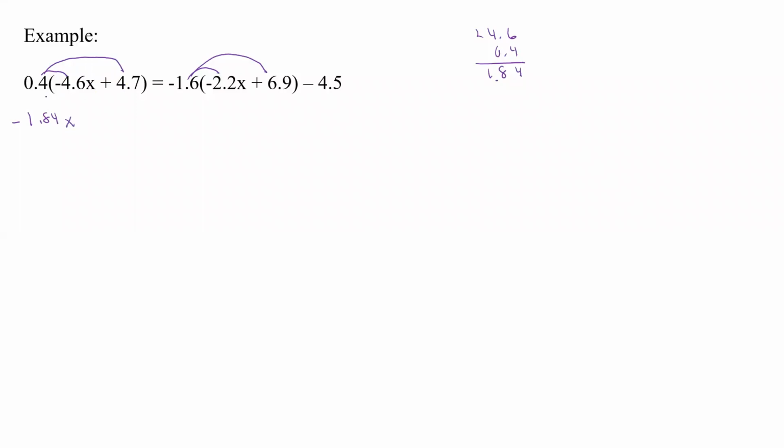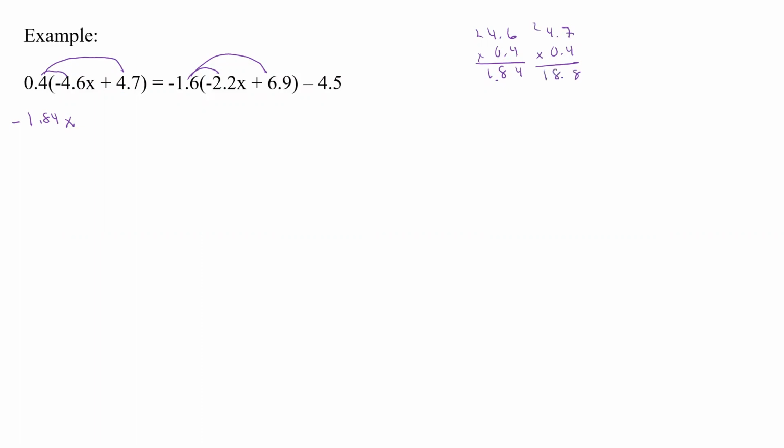Now we're taking 4.7 times that. So now we take 4.7 times 0.4. Let's put our times there so we remember what we did. Now 4 times 7 is 28. 4 times 4 is 16, 17, 18.